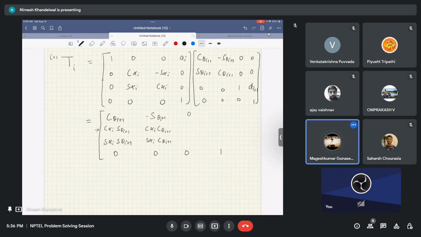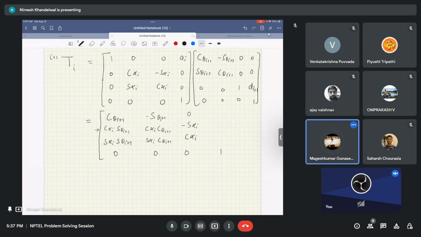And the third column: since the third column in the second matrix has a 1 there, we just replace it with the third column in the first matrix, because when we multiply, the rest of the elements are 0, so this column will be the same.